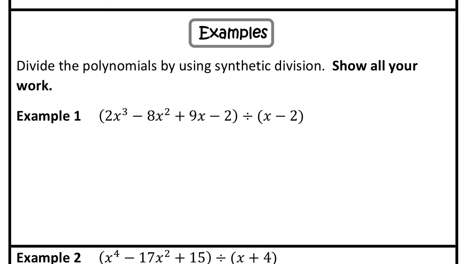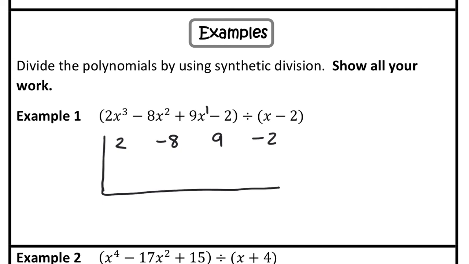Okay, so what we want to do is get the coefficients of the terms and make sure they're in order from largest exponent to smallest. So I have power of 3, power of 2, power of 1, and no power, right? So I'm going to copy the numbers in front of the variables. So 2, negative 8, positive 9, and negative 2. Just copied it. Then I'm going to set up the synthetic division box.